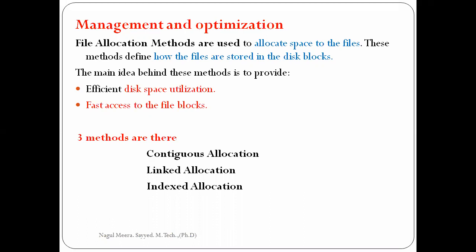Simply, the main advantages of these file allocation methods are: first one is efficient disk space utilization. There are so many disk spaces available, but we can use the available disk space in an efficient manner using file allocation methods. Next one is fast accessing. All files are stored, but here the main advantage of file allocation methods is fast accessing. Already files are saved. Now I want to open a particular file now.